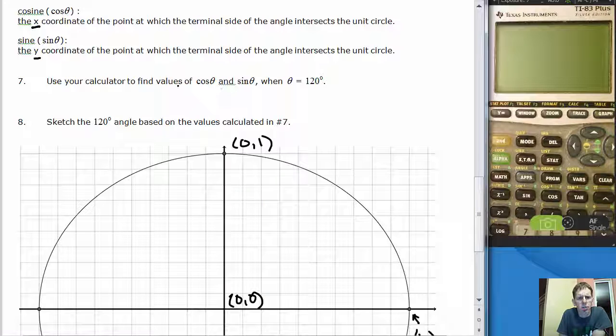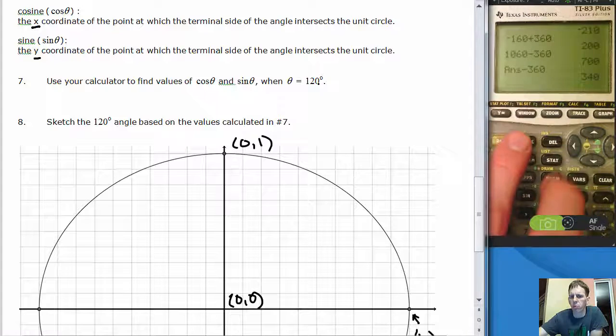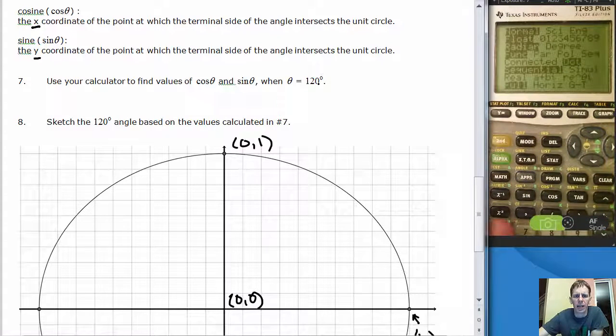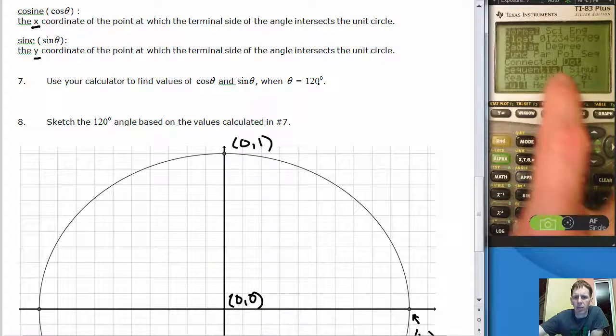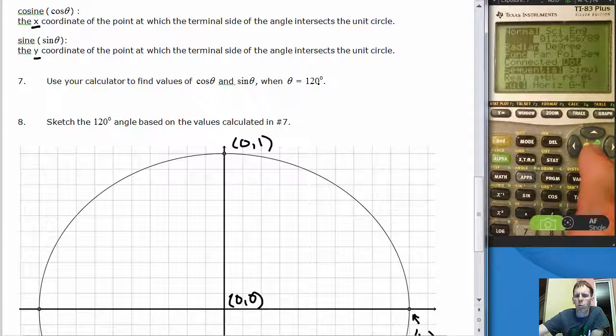We're going to use your calculator to find values of cosine theta and sine theta when theta equals 120 degrees. Now anytime you work with sine and cosine on your calculator, the first thing you want to check is the mode. So we're going to go to your mode. We're going to make sure that we're working with degrees. You'll notice my angle is measured as 120 degrees. There's another way of measuring angles using radians, which we'll talk about later. But for today, we're working specifically with degrees, so make sure that degrees is highlighted on your calculator screen.